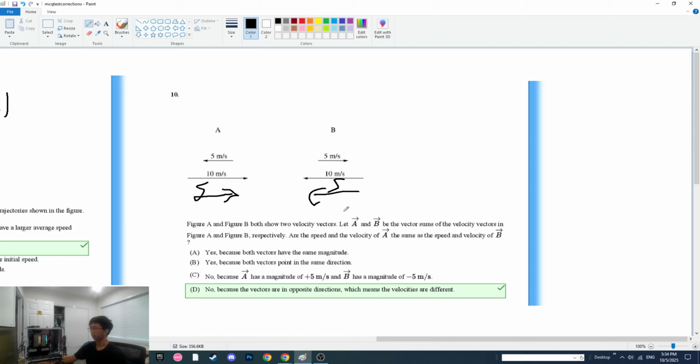And the mistake I made for this one was thinking that since this one was going to the right, it would have a positive magnitude, and since this one was going to the left, it would have a negative magnitude. But I realized that I didn't know that the magnitude is always positive, and that made me choose this answer instead of D as the right answer.